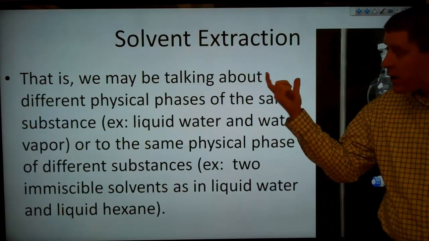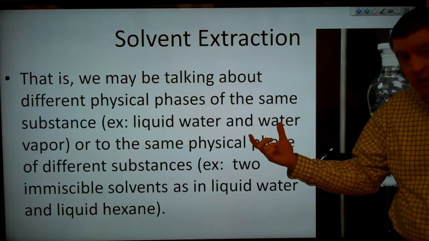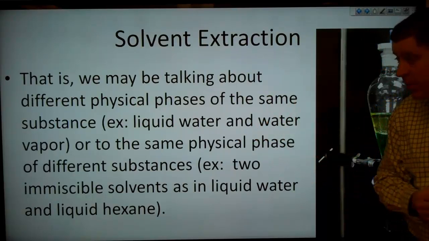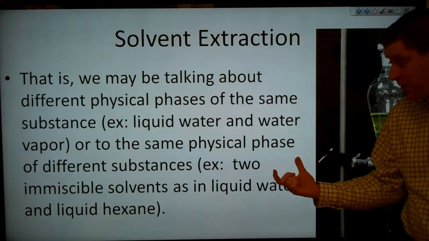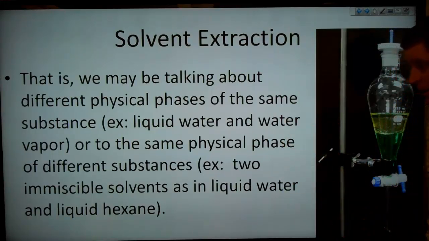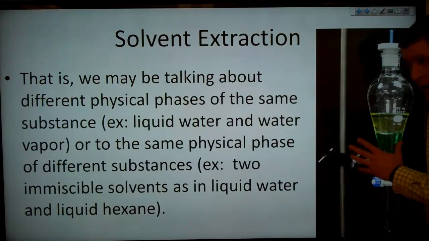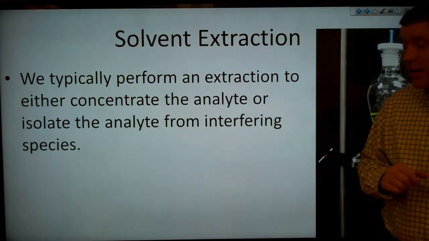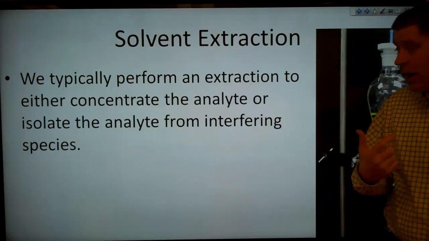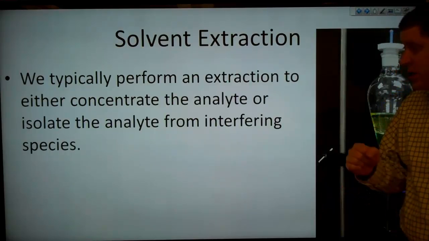That is, we may be talking about different physical phases of the same substance, for example, liquid water and water vapor, or the same physical phase of different substances, for example, two immiscible solvents, as in liquid water and liquid hexane. We usually perform an extraction to either concentrate the analyte or to isolate the analyte from interfering species.